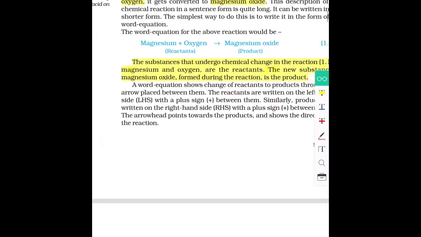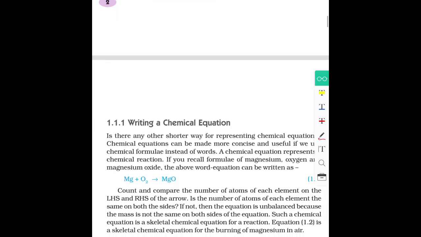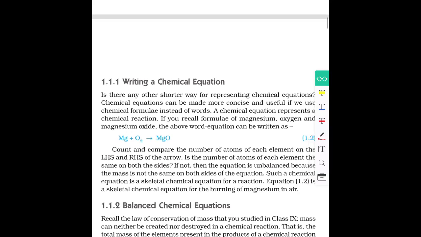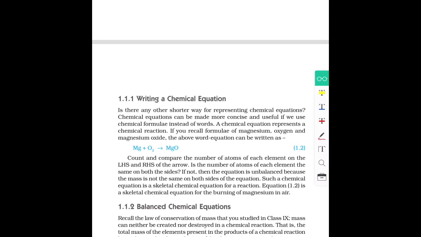Now, how to write a chemical equation? Is there any other short way of representing chemical equations? A chemical equation can be written more concisely and usefully if we use chemical formulas instead of words. A chemical equation represents a chemical reaction. If we recall the formulas: magnesium is Mg, oxygen is O2, and magnesium oxide is MgO. The above equation can be written as Mg plus O2 gives MgO.